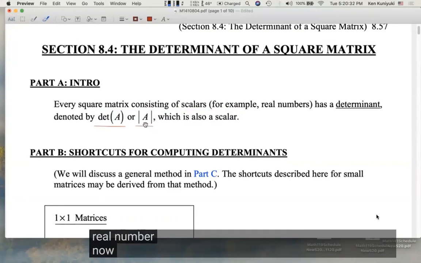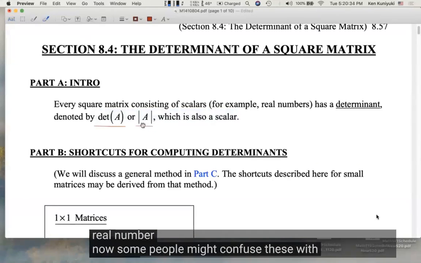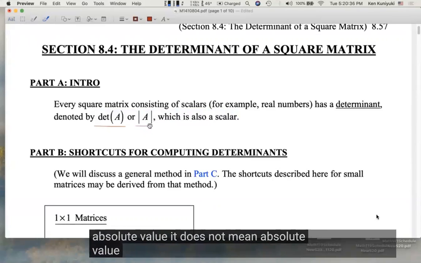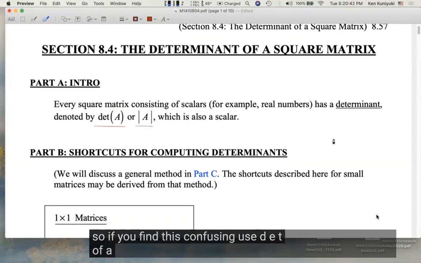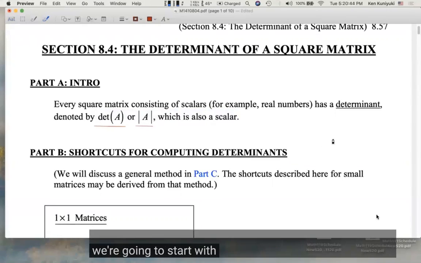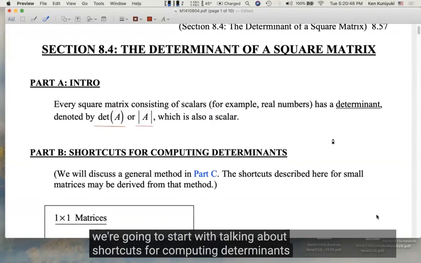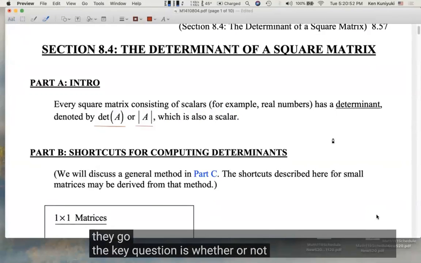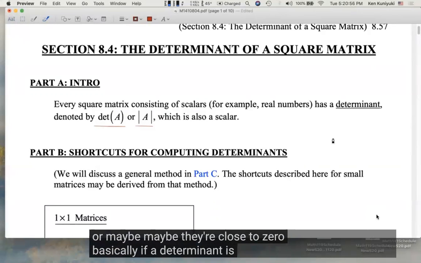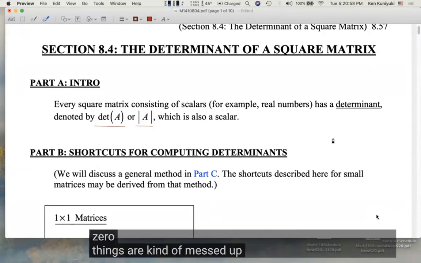Now, some people might confuse these with absolute value. It does not mean absolute value because, for example, determinants can be negative. So if you find this confusing, use det of A. We're going to start with talking about shortcuts for computing determinants. And by the way, determinants, as far as they go, the key question is whether or not they're 0. Or maybe they're close to 0. Basically, if a determinant is close to 0, things are kind of messed up.